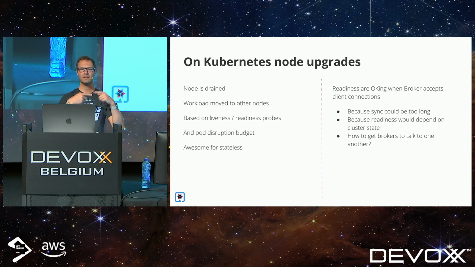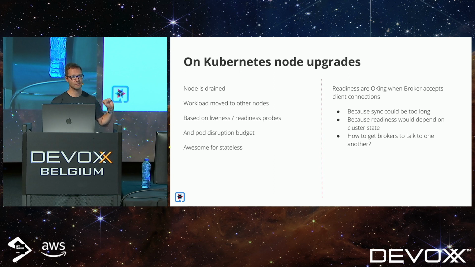It will see, okay, I've got 10, so I can kill two. If you choose this one and this one on the node it wants to move away from, it kills them, waits for them to be back up, and for the liveness and readiness probes to say, I'm ready to rock, right? Then the requests are coming back into these new nodes, and then you can move to the next two ones. So it's really great for a stateless system, not so great for Kafka.